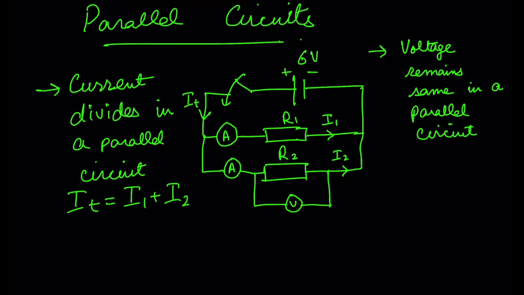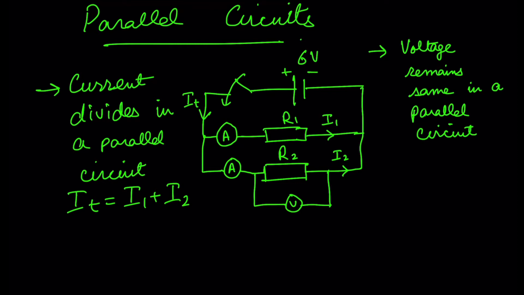So let's suppose our cell is of 6 volts. It means that 6 volts will be dropped across R1 and 6 volts will be dropped across R2. It doesn't mean that the 6 will become 3 or half. No, the voltage in parallel, in the battery, in the first resistor and the second resistor, it will all remain same. Okay, so this is how the voltage behaves in a parallel circuit.